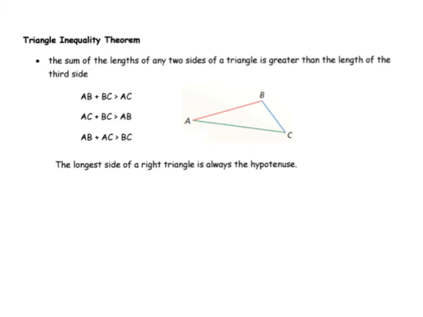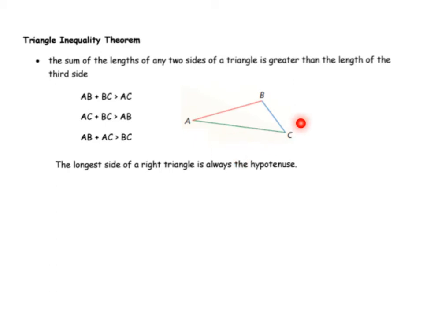All right, triangle inequality theorem. The sum of the lengths of any two sides of a triangle is greater than the length of the third side. Remember, the longest side of a right triangle is always the hypotenuse. Essentially, if you take the smallest two sides, which in this case would be BC and AB, and add them together, their measurement should be bigger than the third side, okay?